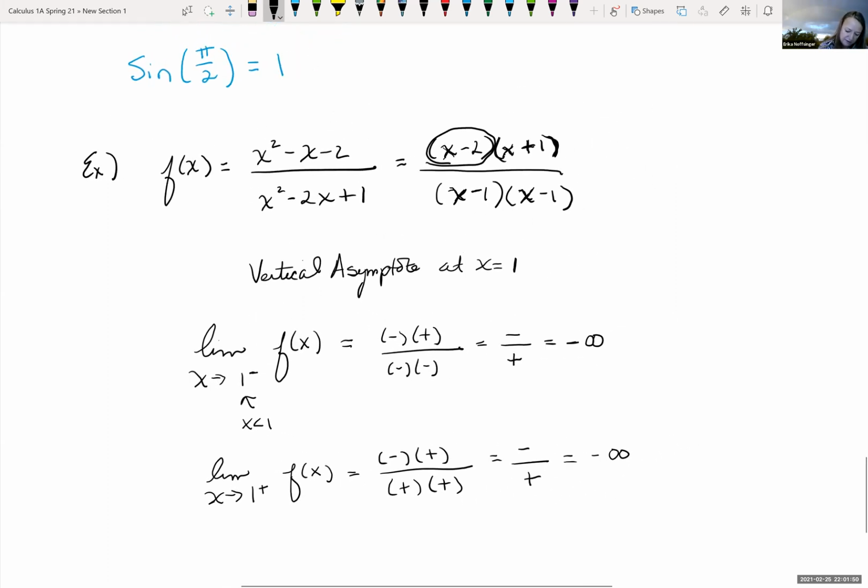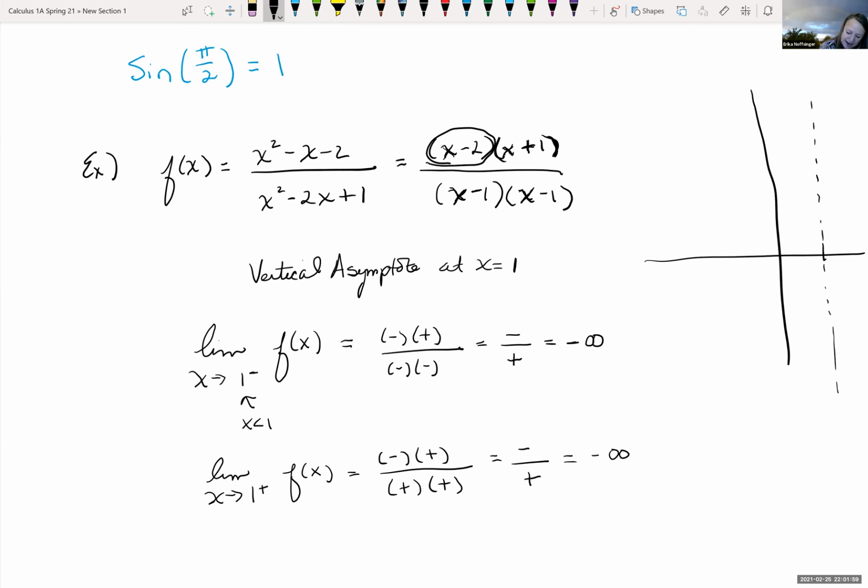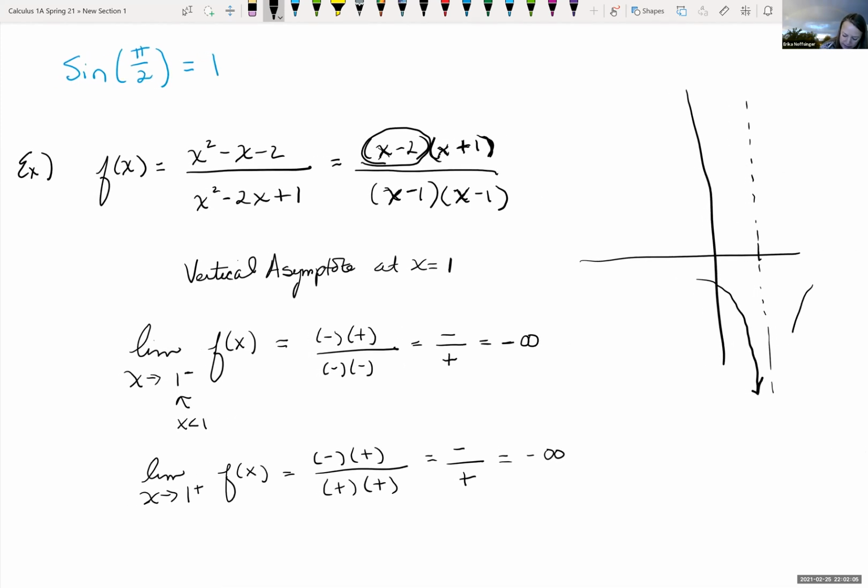Which is telling me if I looked at the graph at x equals 1, there's a vertical asymptote here. And my graph is shooting downwards as I get closer and closer to 1 on the left and on the right.